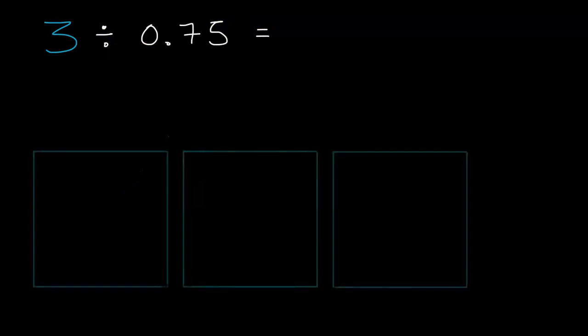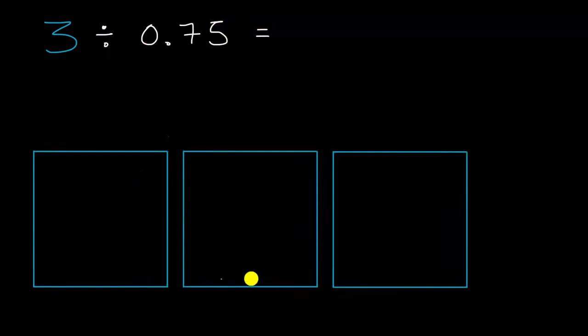In this video, we're going to see if we can compute what 3 divided by 0.75 is equal to. And I'll give you a little bit of a hint before I tell you to pause the video. So let's imagine 3 wholes right over here. And what if we were to think of these 3 wholes, these 3 ones, in terms of hundredths?